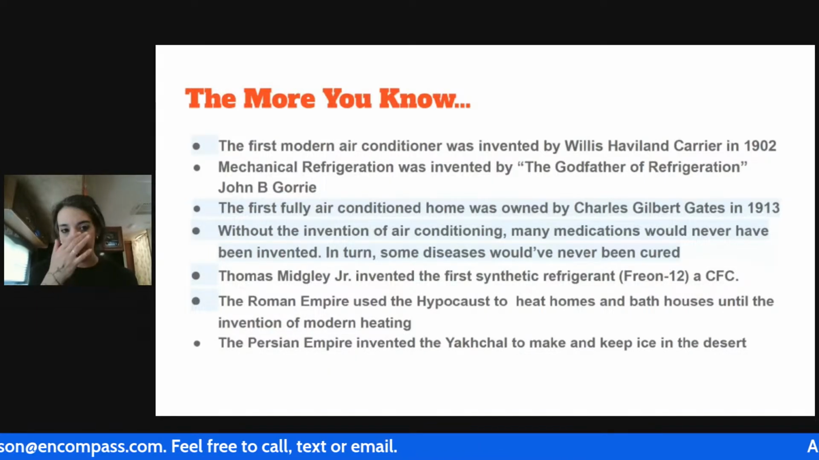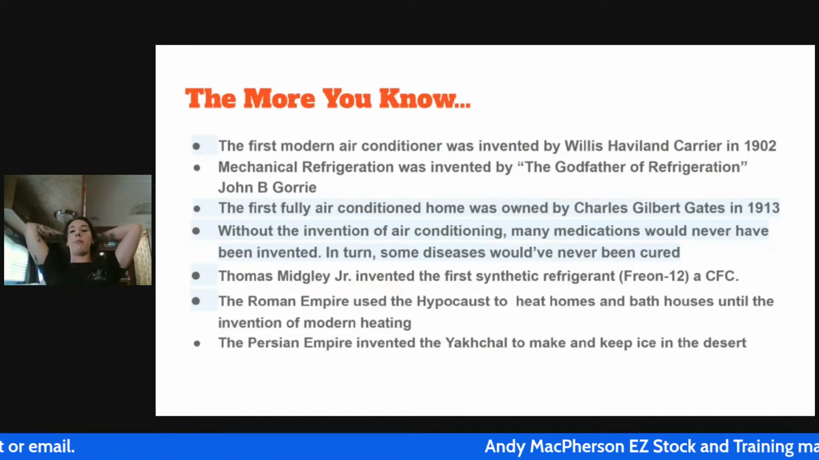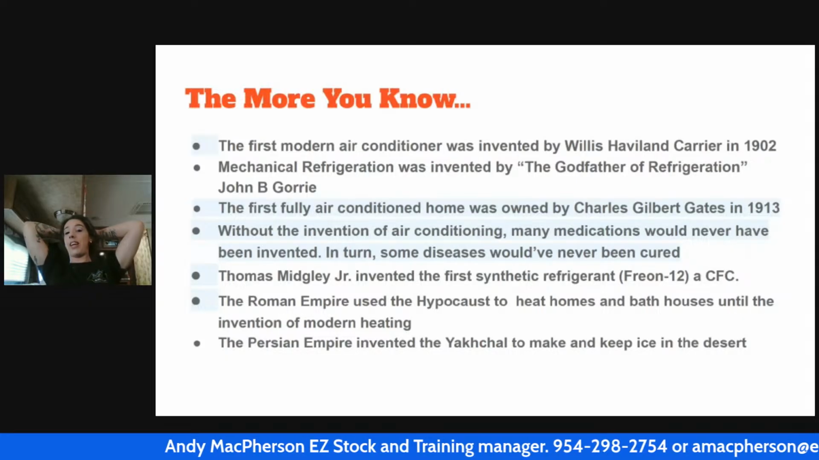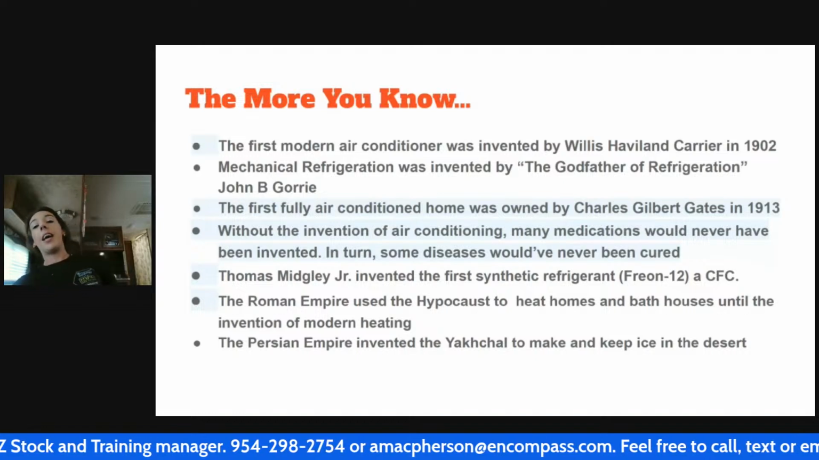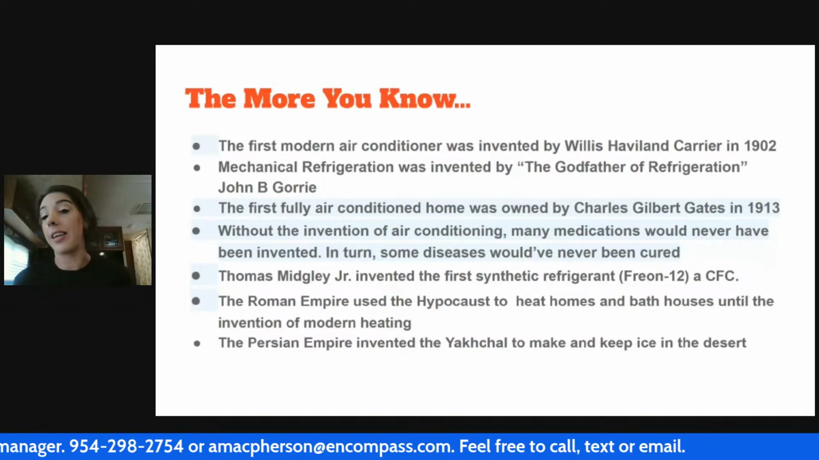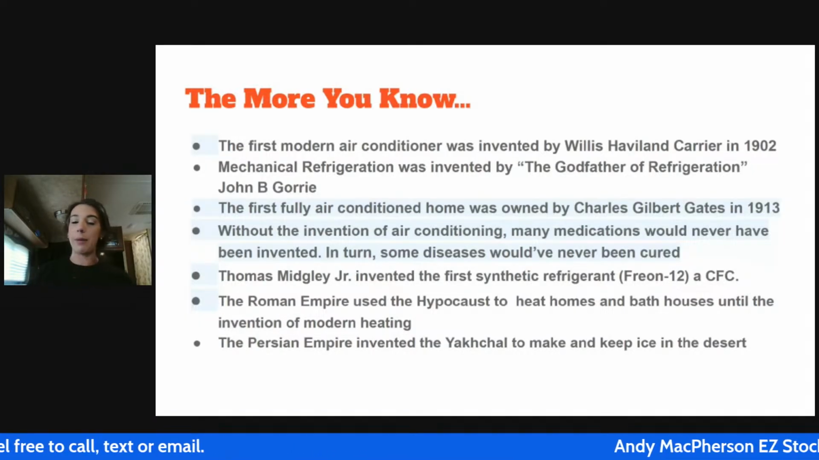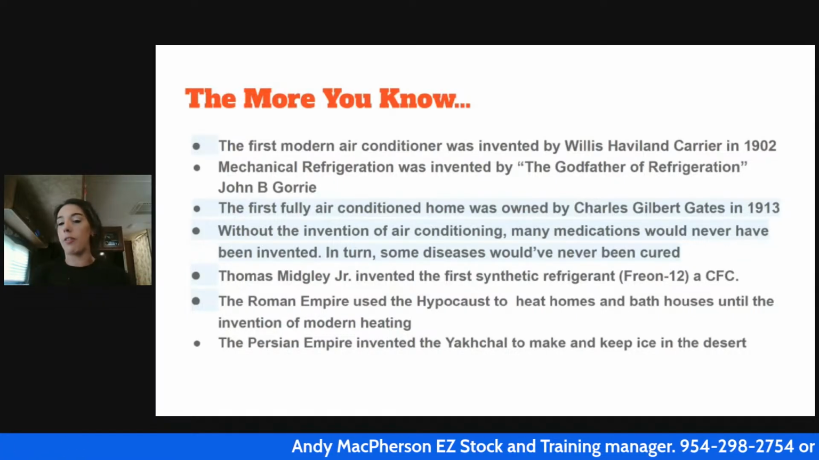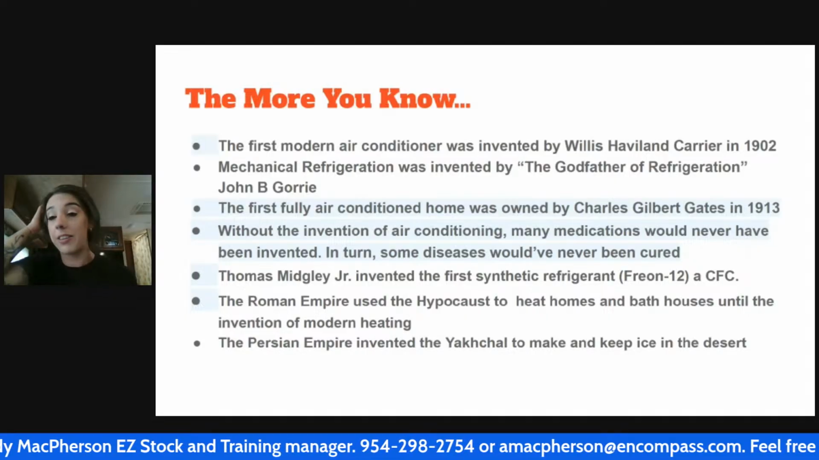All right. Refrigeration theory. So the more you know. The first modern air conditioner was invented by Willis Haviland Carrier in 1902. Mechanical refrigeration was invented by the godfather of refrigeration, Mr. John B. Gorey himself. Willis Carrier invented air conditioning to help printing companies out because the humidity in the printing company was becoming so great that they weren't able to print and then keep their papers stacked. They were running out of room. So those papers would stack up, they would stick together, all of the printing was ruined. So that's why Willis Carrier invented air conditioning.